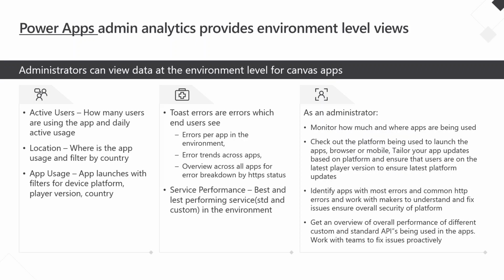So with Canvas apps, you can see how many users are using the app, which countries they're using it from, number of errors delivered by toast errors as well, service performance, best and least performing service, standard and custom services in the environment. This allows you to check where apps are being used, from which platforms, and get an overall view of the performance. Identify those apps with the most errors as well.